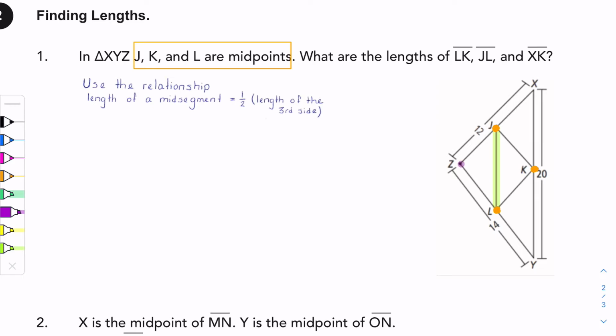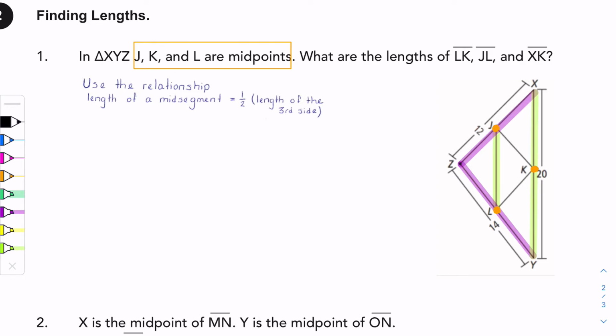That midsegment connects these two sides of the triangle. So if those are the connecting sides, the third side is this side I'm highlighting in green. And that tells me that that third side is twice the length.